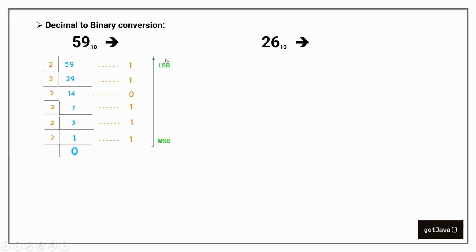We have to write in this way. So binary representation of 59 will be 111011. We have to write it from below, 111011. I hope it is clear.